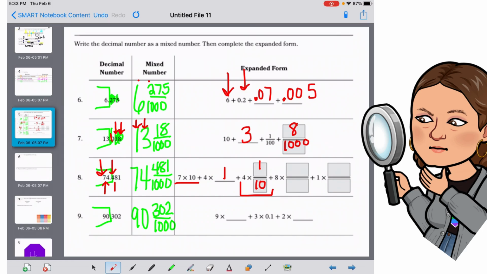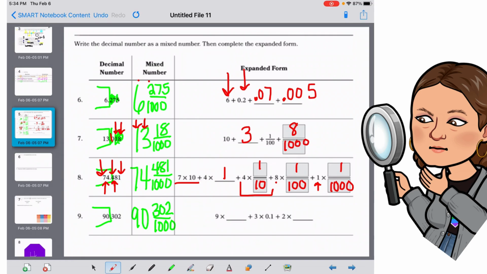And on to the next one. The 8 is in my hundredths. So I have 8 copies of 1/100th. And then finally, I've got a 1 in my thousandth. So I have 1 copy of 1,000th.